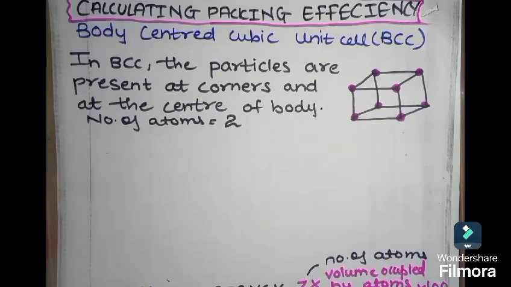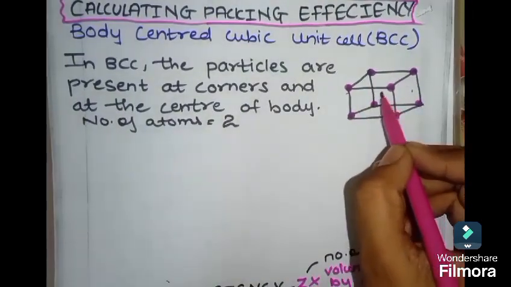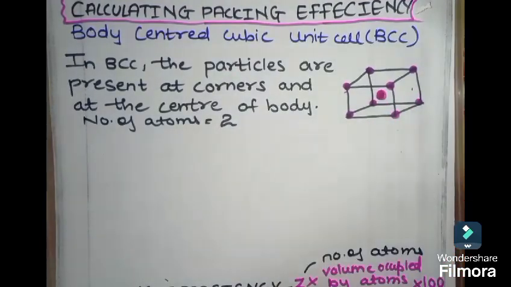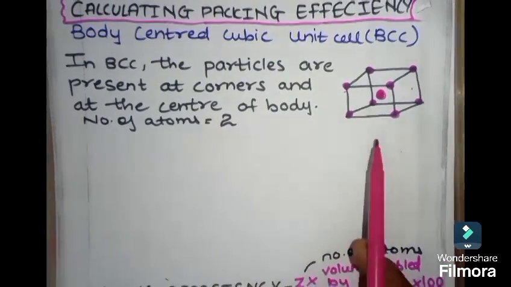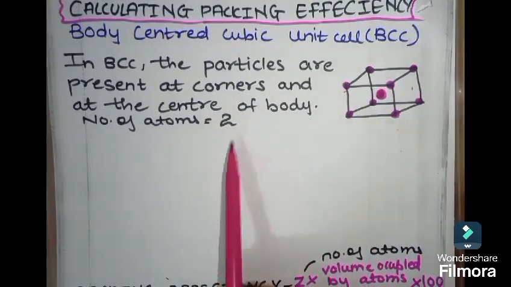Now, in earlier videos, we have already learned the type of unit cell. In body-centered unit cell, the particles are present at the corners as you can see over here, and there is one particle that is present at the center. And we have also derived how many number of atoms are present in this particular unit cell. So for BCC, the total number of atoms is 2.